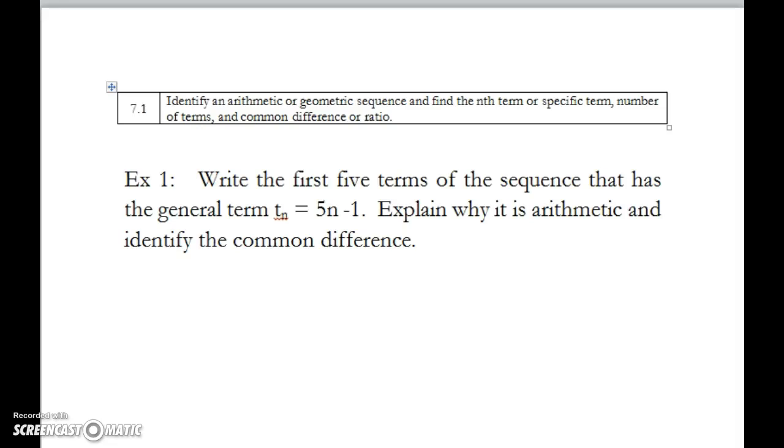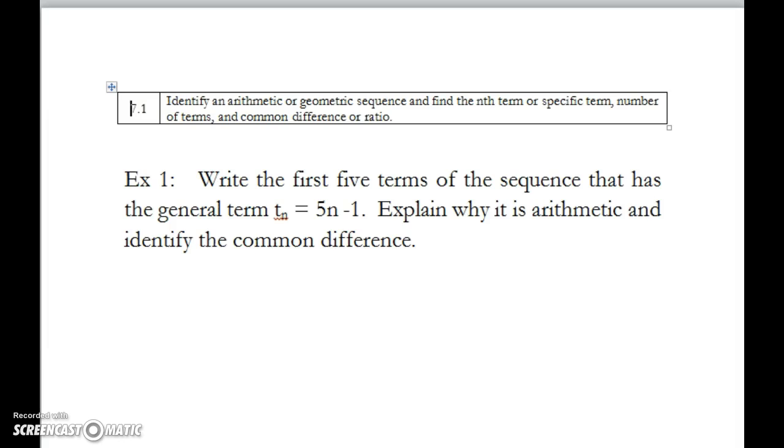Standard 7.1, identify an arithmetic or geometric sequence and find the nth term, specific term, number of terms, and common difference or ratio. On my website for this particular unit, you will find two videos for Standard 7.1. 7.1 is on sequences, where we're finding a particular term or a term number, etc., in a sequence.